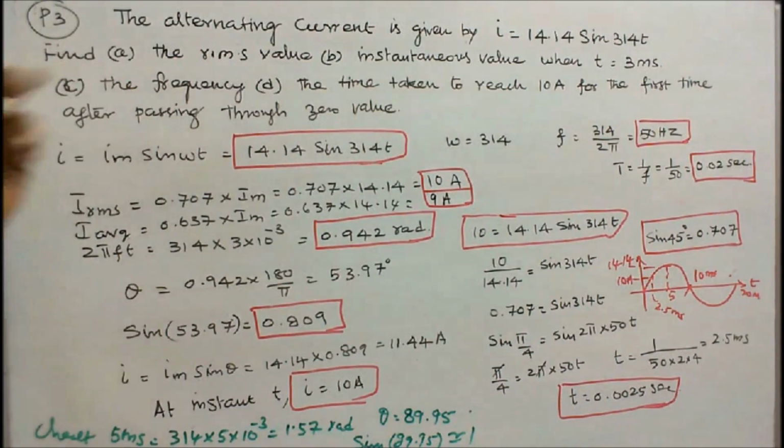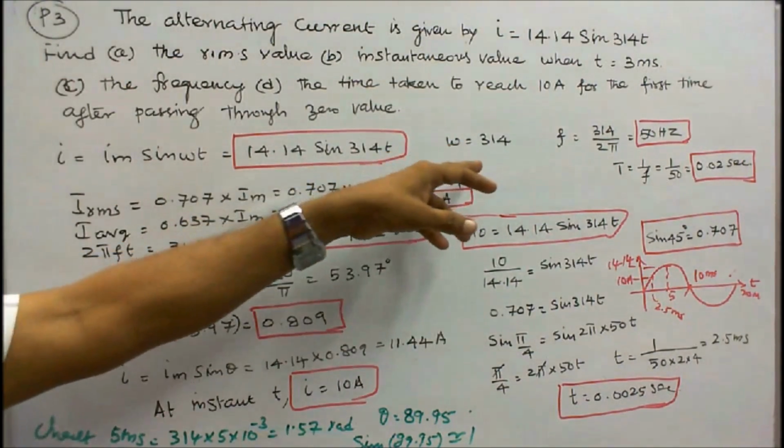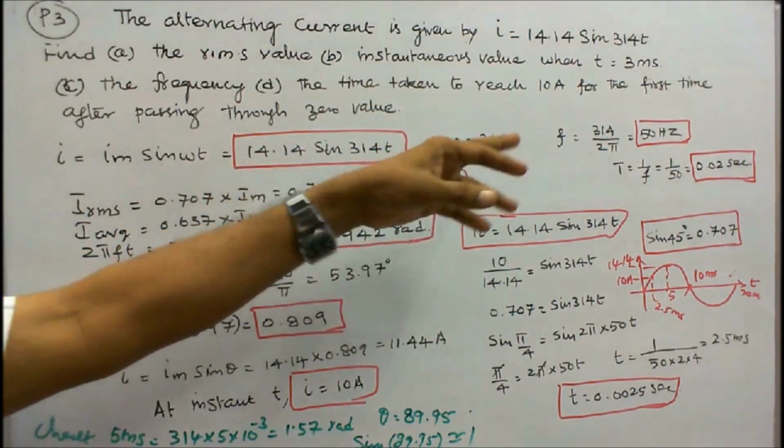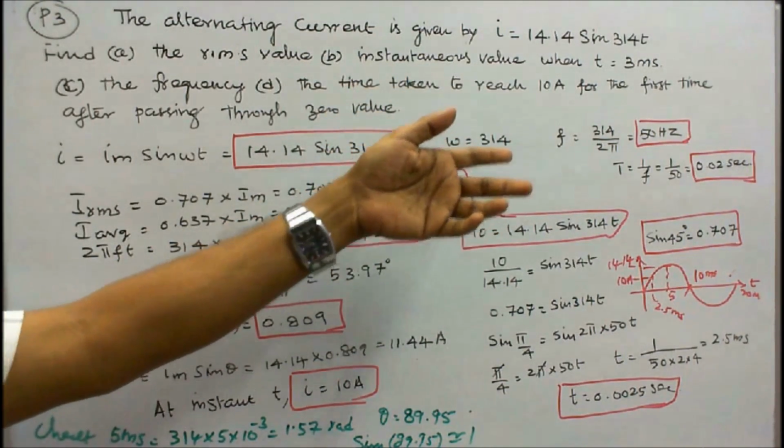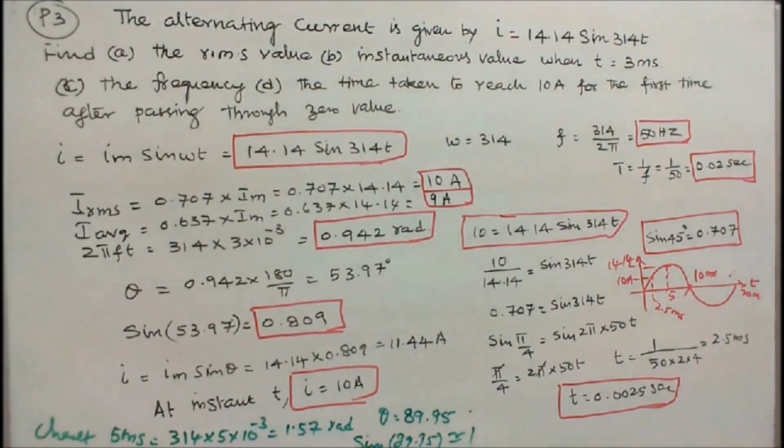Next, I have to find the frequency. Omega is equal to 314, therefore f is equal to 314 by 2 pi, that is equal to 50 Hz. I can find the time. Time t is equal to 1 by f, 1 by 50 is equal to 0.02 seconds.